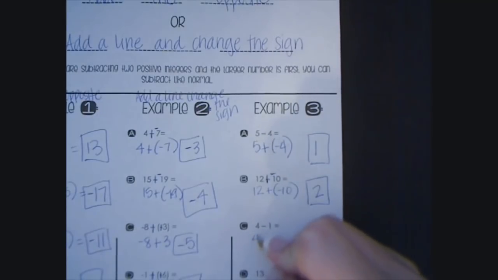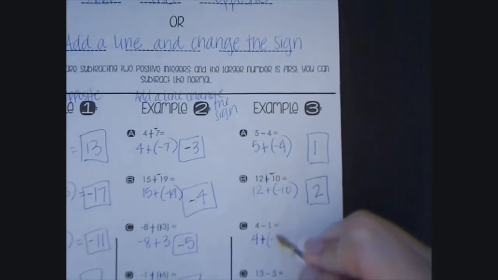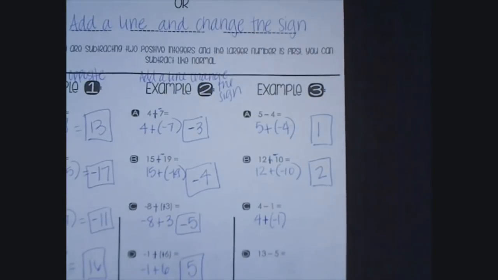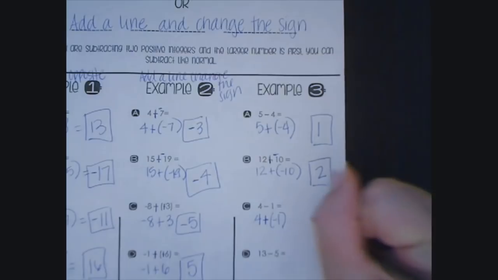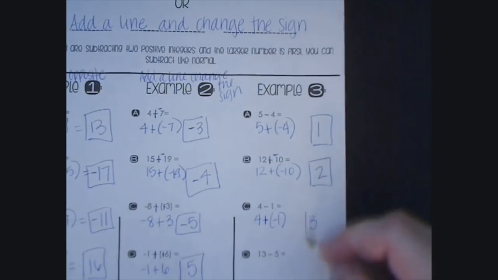Let's look at C. We're going to add the opposite. What's the opposite of positive 1? Negative 1. Okay. I've got a positive and a negative. My signs are different, so I'm going to take the difference. 4 minus 1 is 3. Which one do I have more of? I have 4 positives and I only have 1 negative. I've got more positives, so my answer is positive.